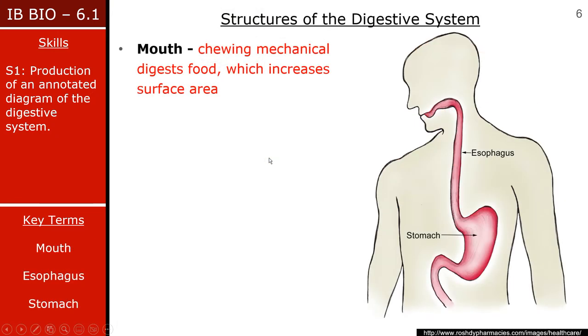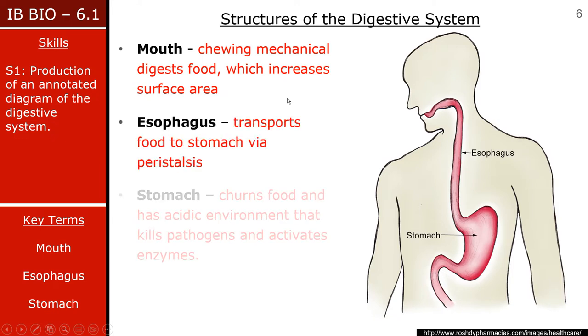And so if we look at each individual part, again, some of this you will know and some of this is new to you. We know that the mouth is where we chew the food, and the purpose of that is to increase surface area on the food to allow enzymes that are going to be acting later to have access to that food. From there, it has to get from the mouth down to the other parts of the alimentary canal. And so it enters the esophagus, and what the esophagus is doing is moving that food to the stomach via a really special movement called peristalsis, and we'll talk more about that in a second.